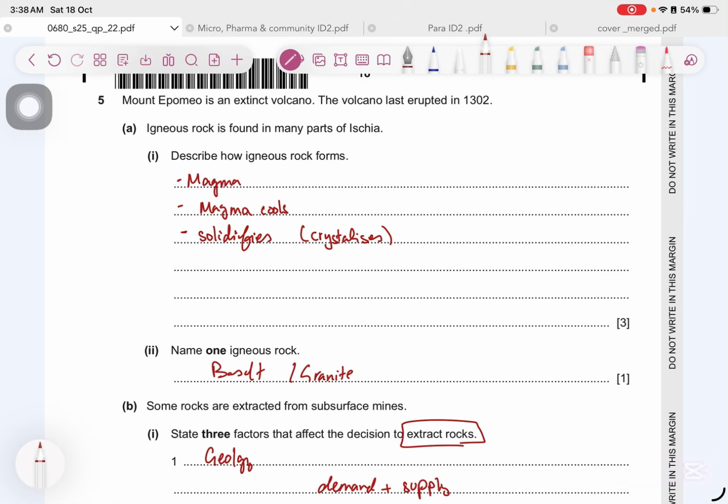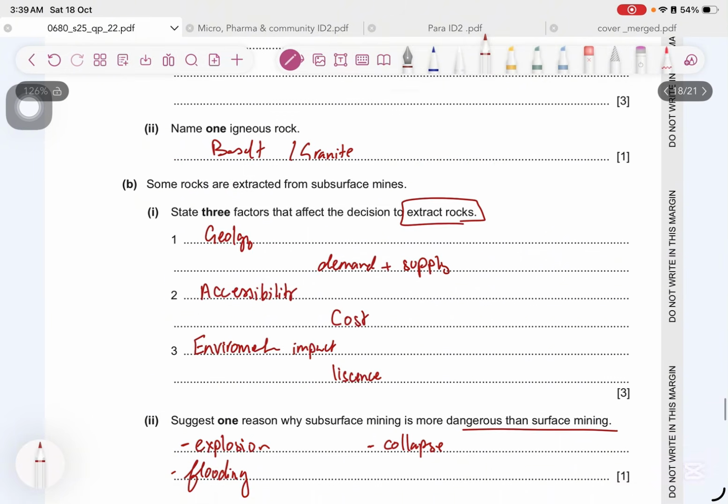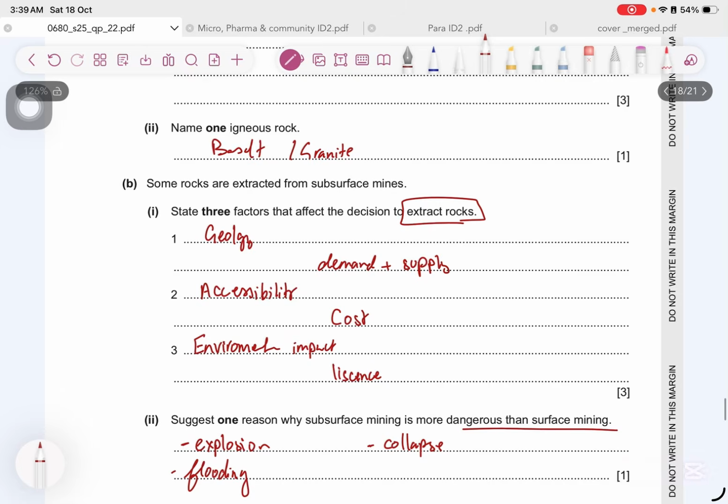Mount is an extinct volcano. The volcano last erupted in 1302. Igneous rock is formed in many parts of Ischia. Describe how igneous rocks are formed. Magma. The magma cools. It solidifies into crystals. Magma is molten rock underground. Okay, this is a volcano. When it erupts, okay, and it hits the surface, it becomes lava. Don't get confused between these terminologies, they're very important. Okay? Name 1 igneous rock. You got basalt or granite.